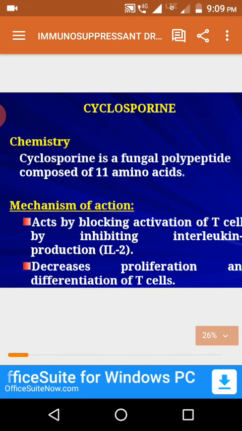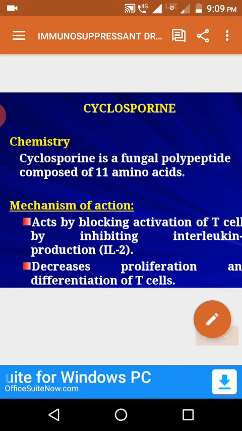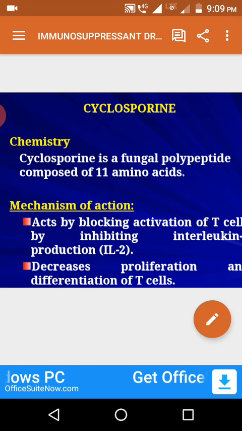Chemistry: cyclosporin is a peptide. Cyclosporin is a fungal peptide composed of amino acids. It is a peptide actually. Chemically it is a peptide in nature.